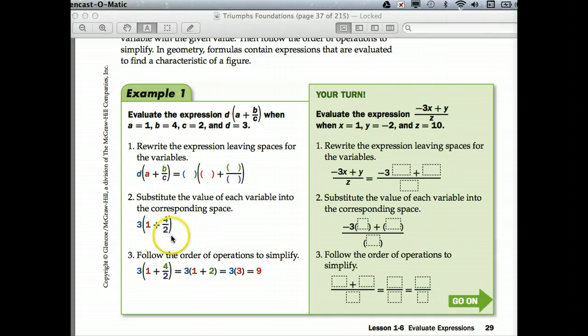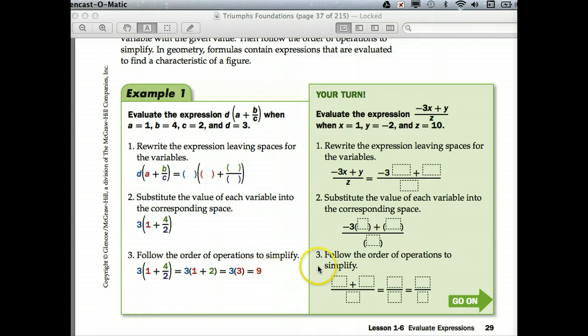Now the first thing we need to do, we're going to follow the order of operations, which means we're going to work within the parentheses. But remember I told you last time that a fraction bar is also a grouping symbol? So we could start to simplify right away by working this first grouping symbol. What is 4 divided by 2? Why, it's 2. Now we're going to work within the parentheses. 1 plus 2 is 3. And we have a 3 on the outside, so 3 times 3 is 9.